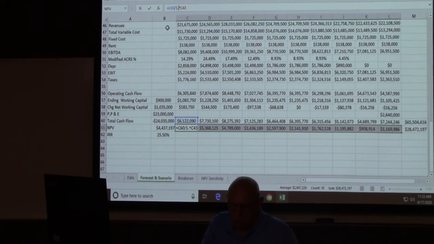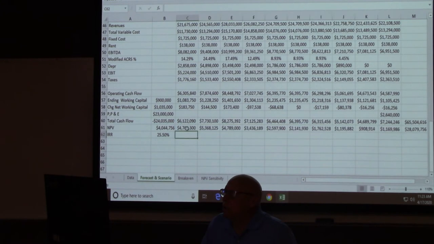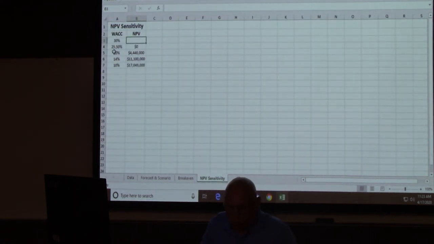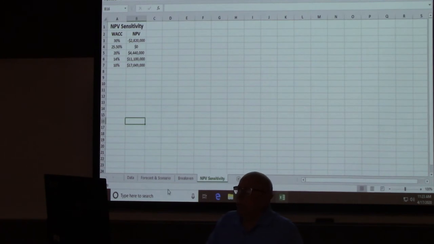And it's going to be negative. Let's scroll that, because it's above our 25.5%, and it's minus 2.82 million. So, minus 2,820,000. There we go. All right. So we have found what our net present value looks like under these scenarios.